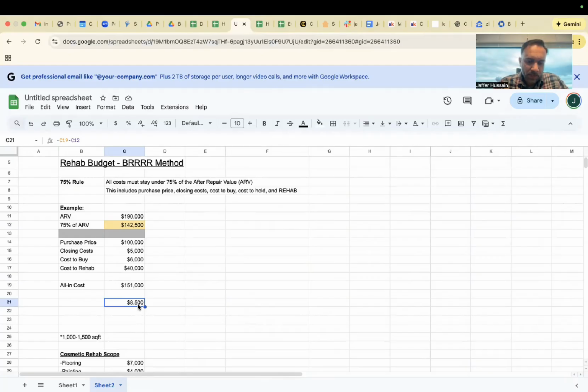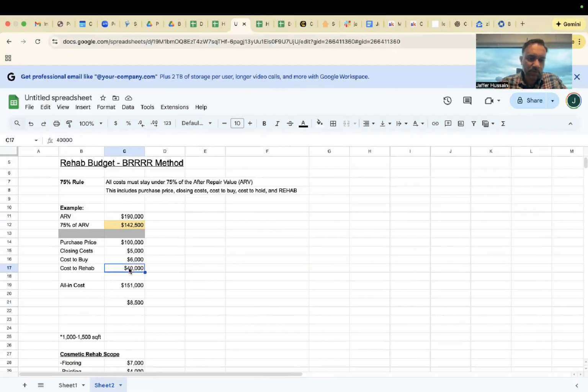Now, in the case of a flip, the way you want to look at it is this $8,500 is going to be coming out of your projected profits, right? You're going to be looking at $8,500 less than what you would have made otherwise. Now, this is the basic way you want to look at it.